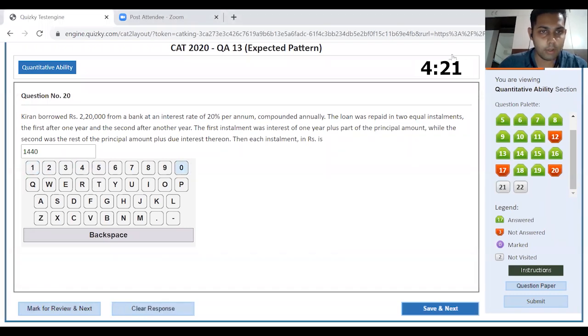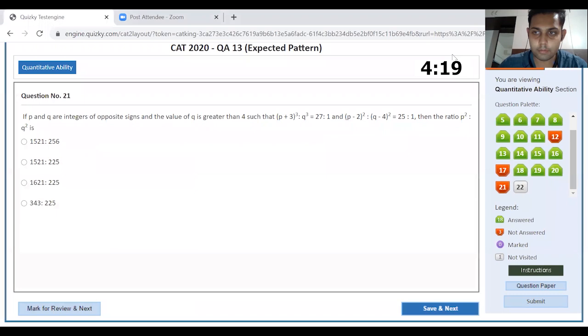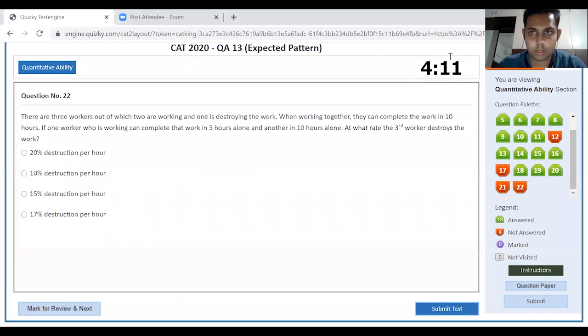Something felt a little odd. 4 minutes. This looks a little complicated. I'll just check this first. This seems fine. 3 workers, 2 are working, 1 is destroying. So plus, plus, minus. Okay. They can complete the work in 10 hours. If one worker can complete in 5 hours, 10 hours, what rate he's destroying?